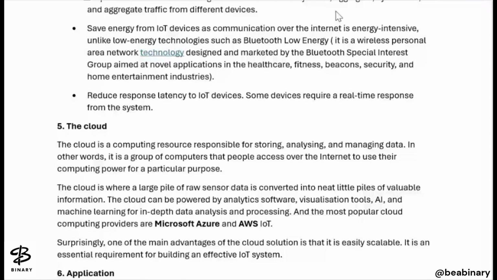So another component we have talked about is the cloud. Cloud is for storing, analyzing, and managing the data. The cloud is a computing resource responsible for storing, analyzing, and managing the data. Or we can say it is a group of computers that people can access over the internet to use their computing power for a particular purpose.